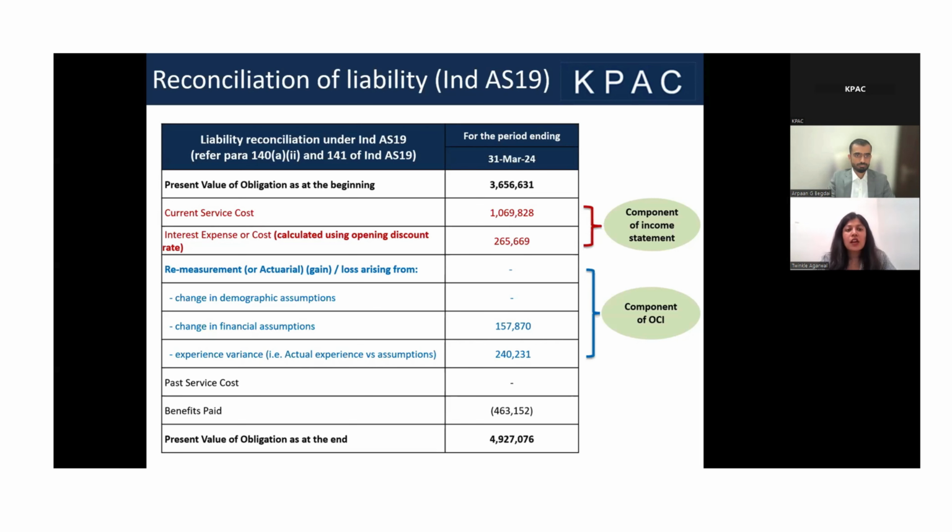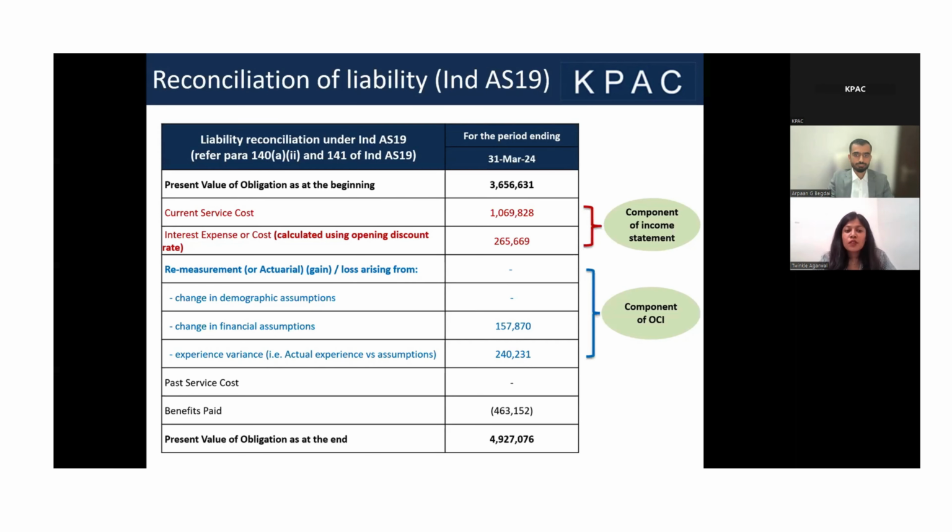The key factors under the remeasurement of actuarial gains and losses is first the change in demographic assumptions. So it can be any change in mortality rate or attrition rate or retirement age. The second is the change in financial assumption. This captures any change in the discount rate or salary growth rate assumptions. The third is the experience variance component. So this basically reflects the difference between the actual events and what was previously assumed.